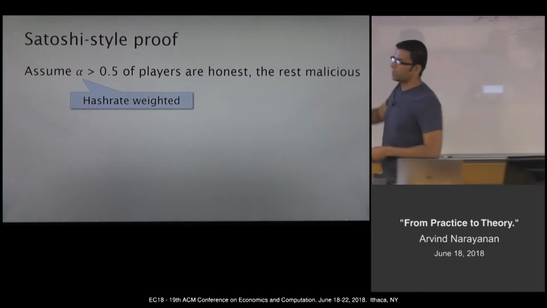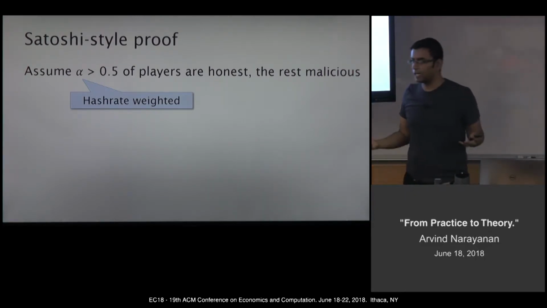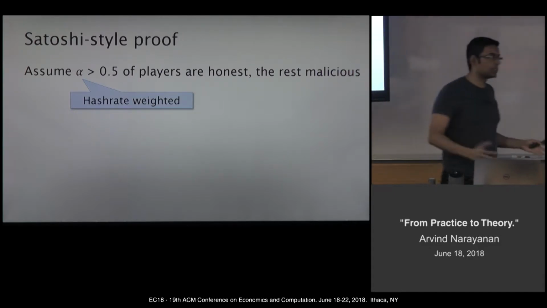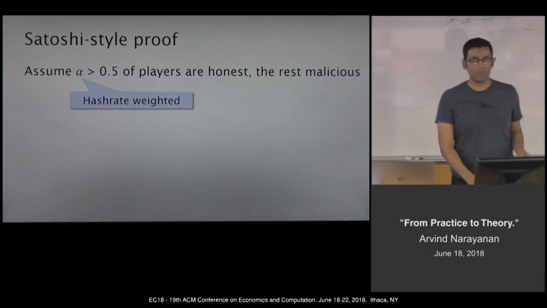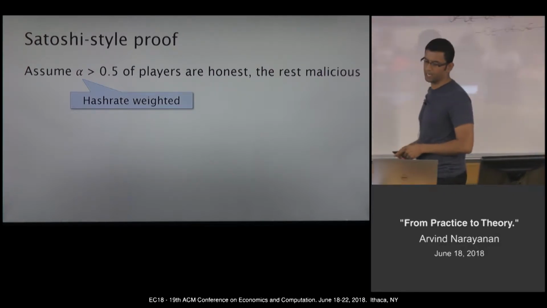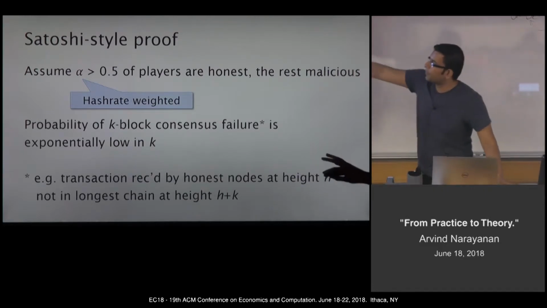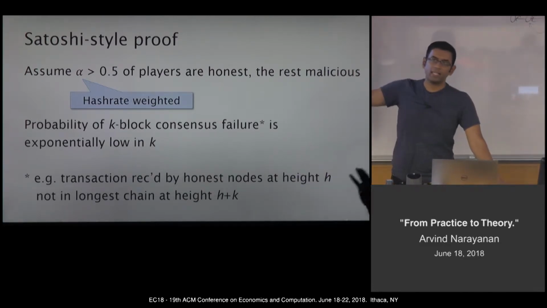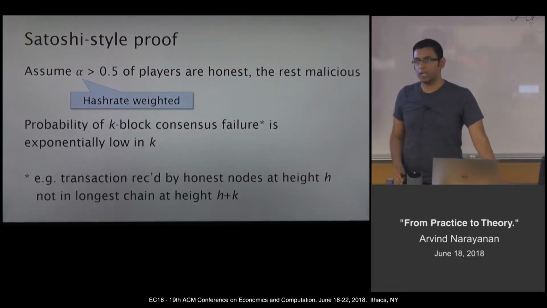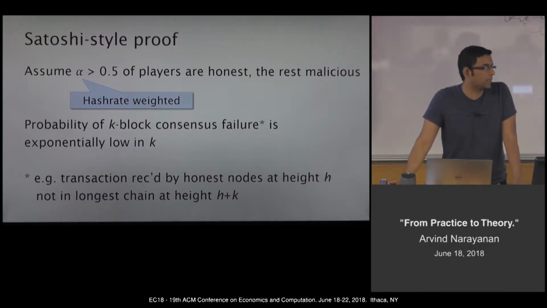In other words, the majority of hash power in your system is controlled by these so-called honest players who, under any circumstance, will follow the protocol as specified. They don't have any incentives. They're not trying to maximize revenues. They're constrained to behave in this way. And then the proof might say something like the probability of a consensus failure that lasts more than k blocks is exponentially low in k. So this is very similar to the random walk argument in the original Bitcoin white paper.